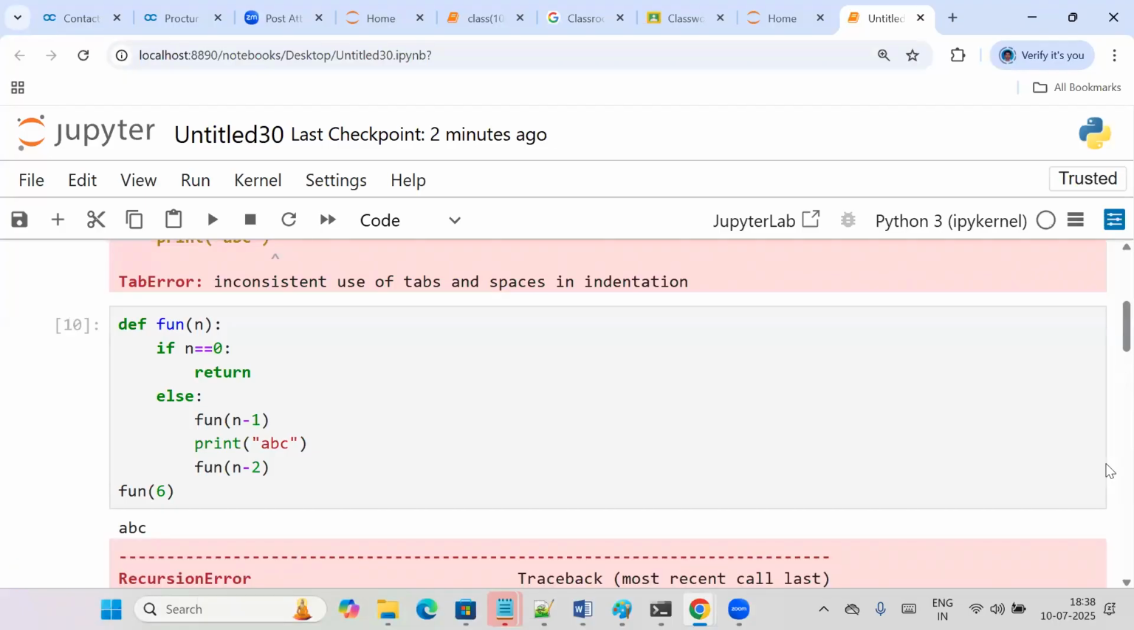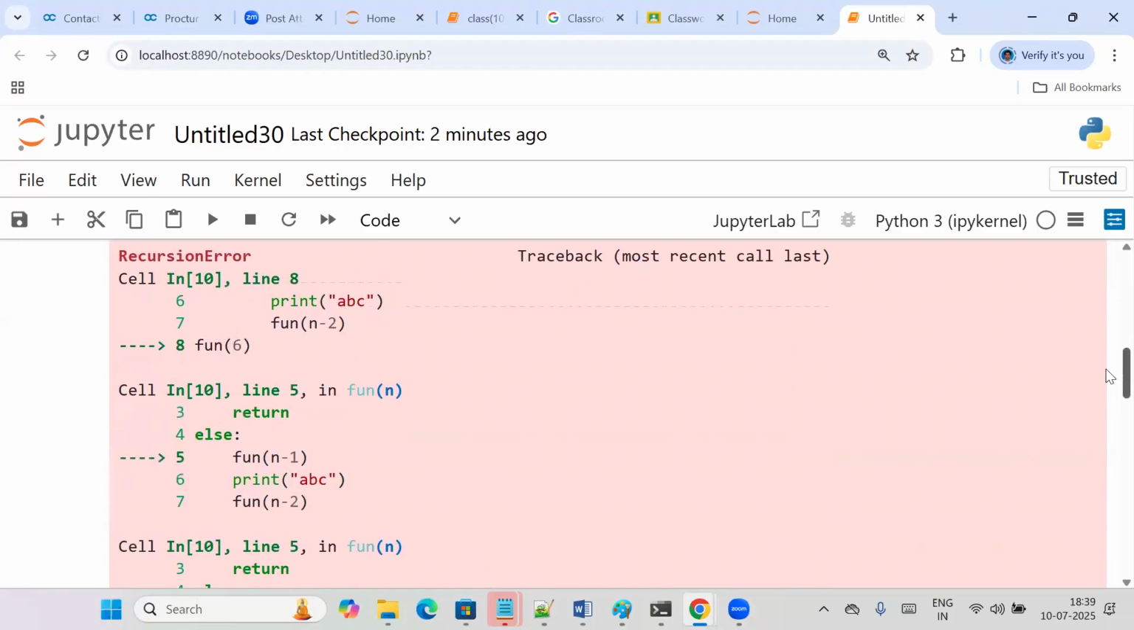See guys, what's the problem? Recursion error. That is why I said, did you check the condition properly? Here n equals 0, guys. Okay, so first time n minus 1 and then n minus 2. You are getting the call for 5 and 4, then 4 and 3. Again you go to 3. So guys, where exactly is the recursion depth increasing?